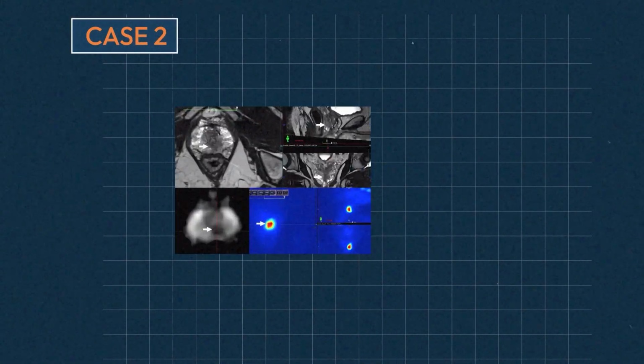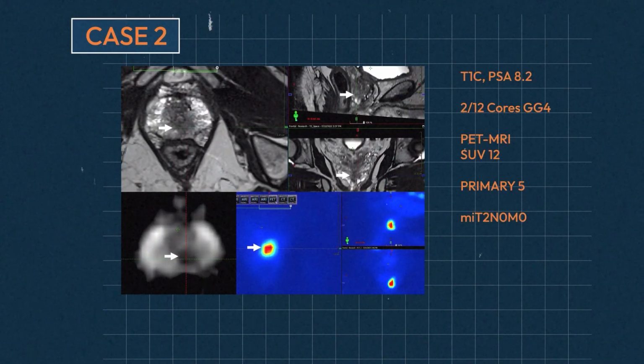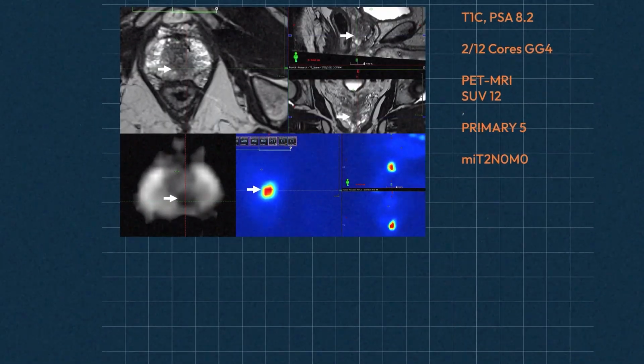So another case here, in this case we've identified the cancer intraprostatic based on a hybrid PET MRI. So we have an ADC scan here which identifies an area in the peripheral zone near the midline posteriorly, and we can see that on T2 weighted MRI as well, and on PET this corresponds to an area of high uptake. SUV is 12, so it's automatically a primary 5. There were no lymph nodes identified, so we get some molecular imaging T2 N0.